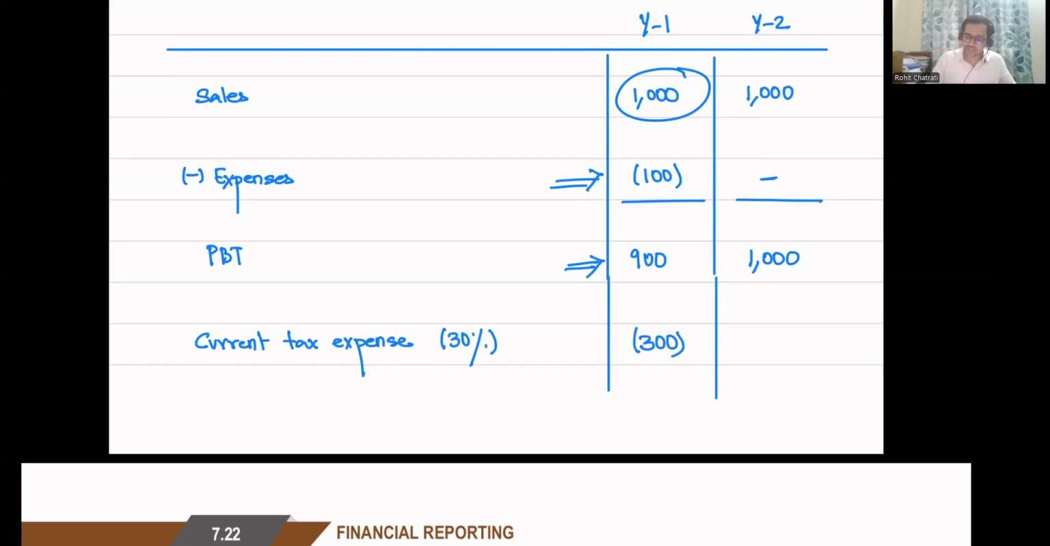All right. Reason being, I'm going to pay a tax on 1000 because the 100 is not going to be allowed as a deduction on an accrual basis, but is going to be allowed as a deduction only on cash basis.